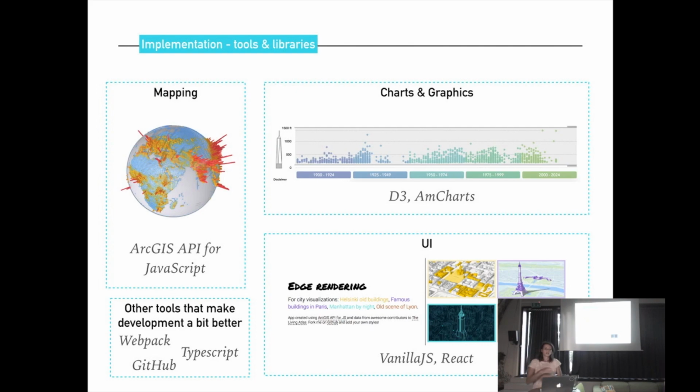Then for the charts and graphics, if I have something custom, like the timeline here, I use D3, then I can really customize it as I want. But for the elevation profile, for example, it's just a standard graph, so then I just go to some charting library. I chose AM charts for that one.